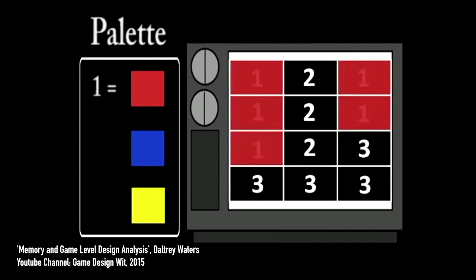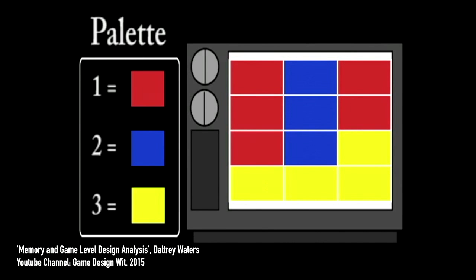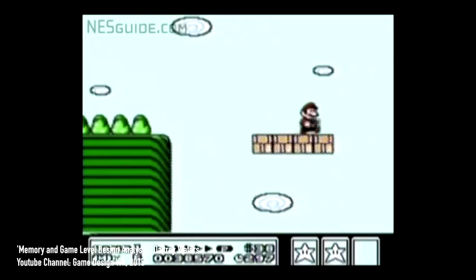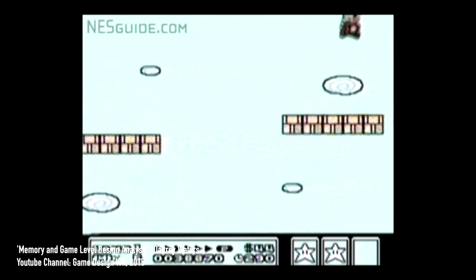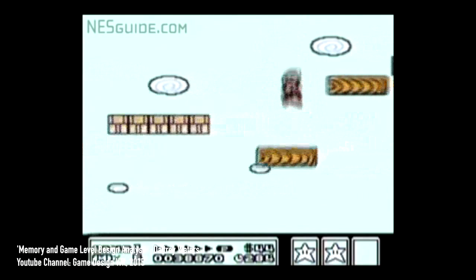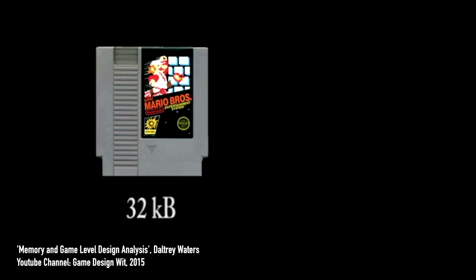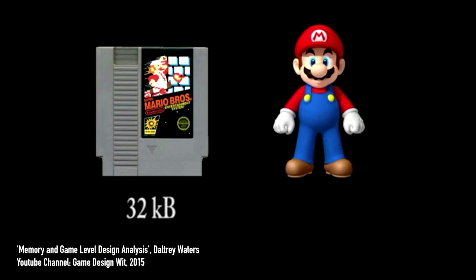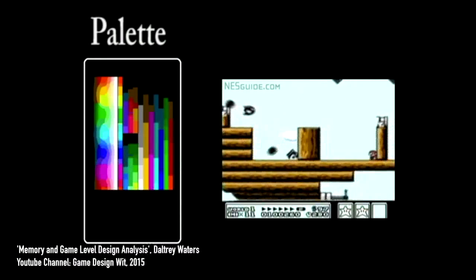So in this example, 1 means red, 2 means blue, and 3 means yellow. The palette then is what's used to convert the numbers into colors. It's a bit complicated to explain why this was done, but in short, it saved a lot of memory, which was scarce and expensive in consoles such as the NES. For comparison, the original Mario game occupied 32 kilobytes of space. Meanwhile, this picture of Mario occupies 221 kilobytes. So although Mario 3 could scroll freely, it still had to deal with palettes.